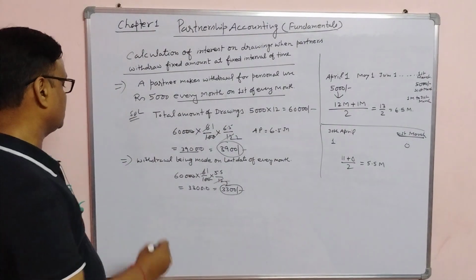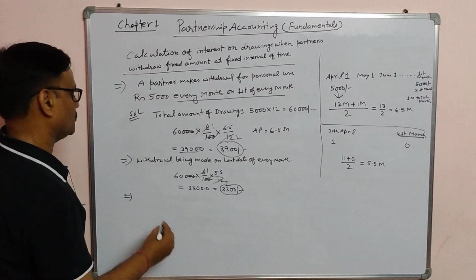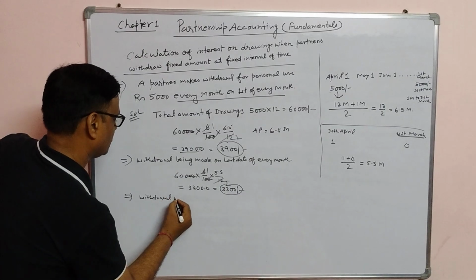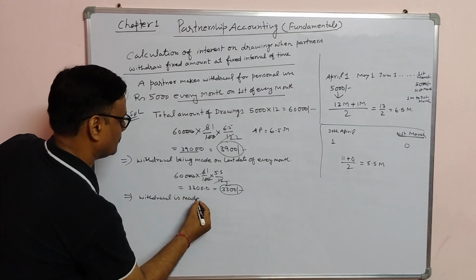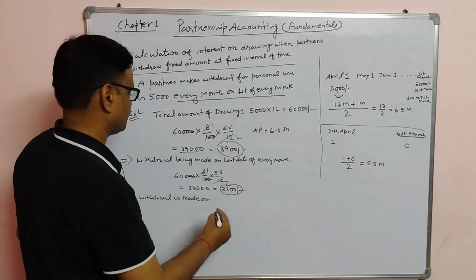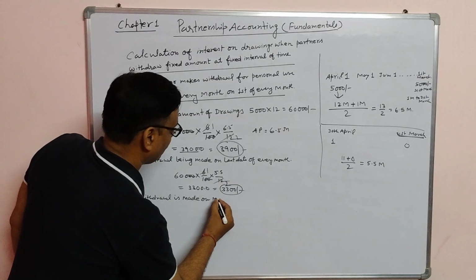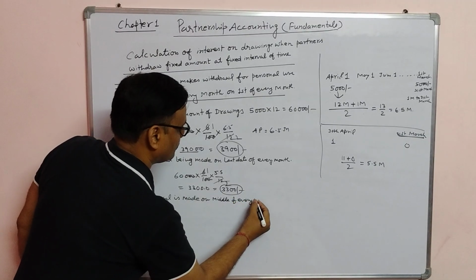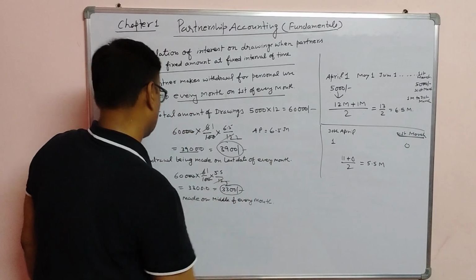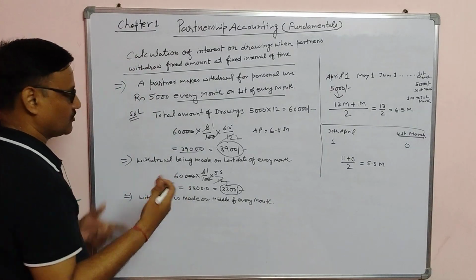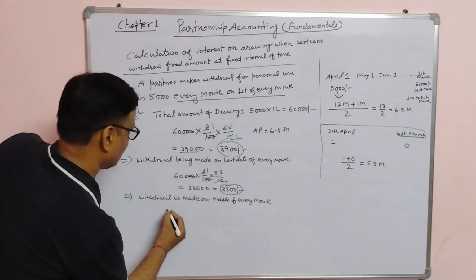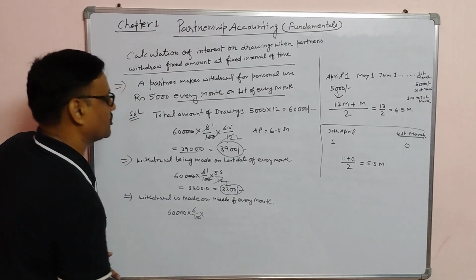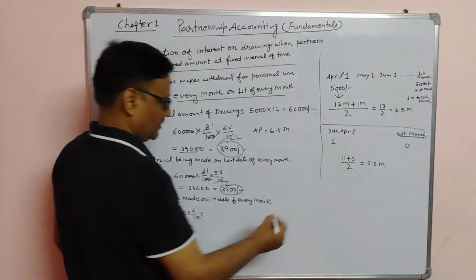There is one more case. Suppose withdrawal is made on middle of every month. तो कैसे कैलकुलेट करेंगे? ये 5,000 पर मंथ है, तो 5,000 into 12 60,000 टोटल विड्रॉल अमाउंट into rate 6/100 into what is the average period here? So we will calculate here.